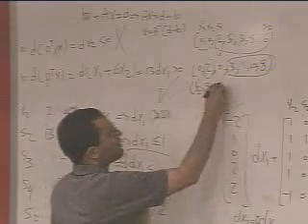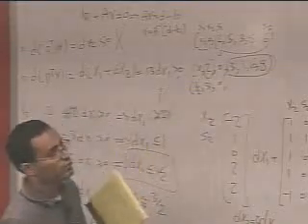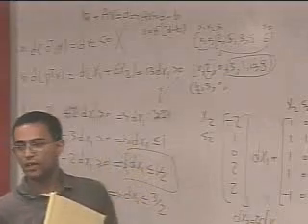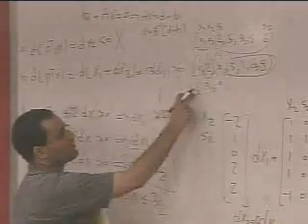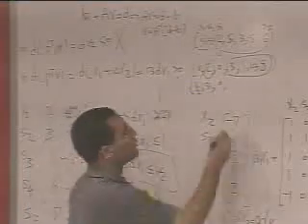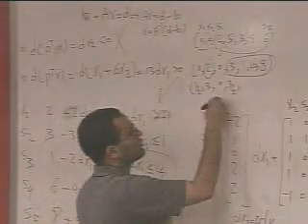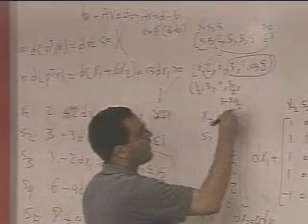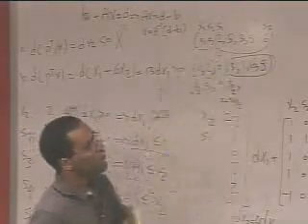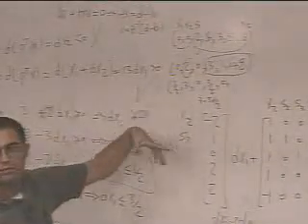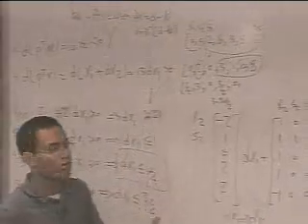S1 doesn't change. It was 0, it remains 0. S2, it was 3. It changed by minus 3 times x1, minus 3 times half, so 3 minus 3 over 2 would be 3 over 2. This is 3 minus 3 multiplied by half. S3, we know it's going to be tight. It would turn out to be 0. Why? Because it started from 1 and it changes by minus 2 times x1. The x1 was half, so 1 minus 2 times half is 1 minus 1, 0.